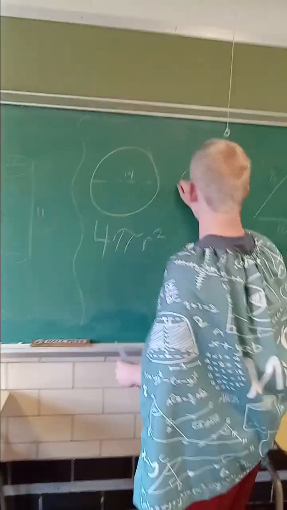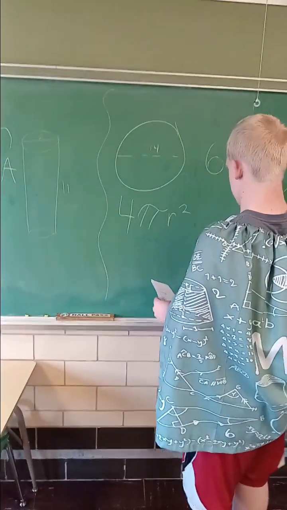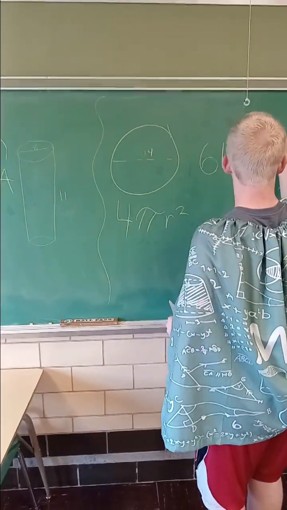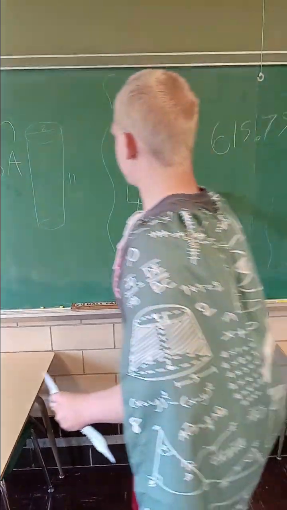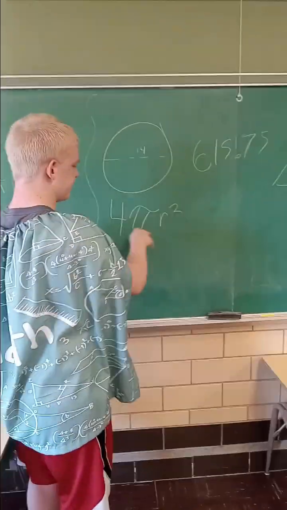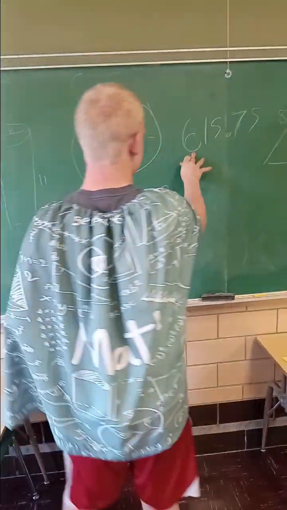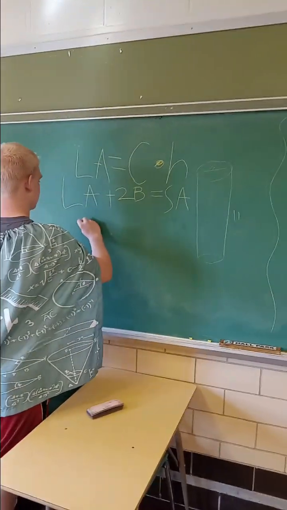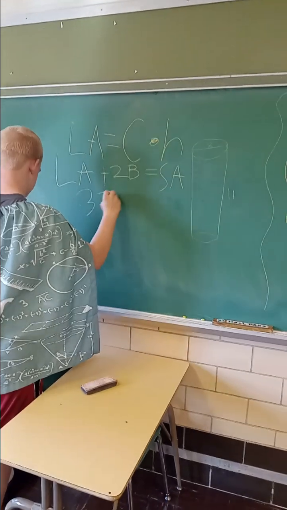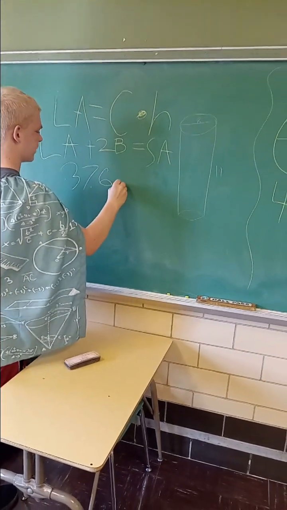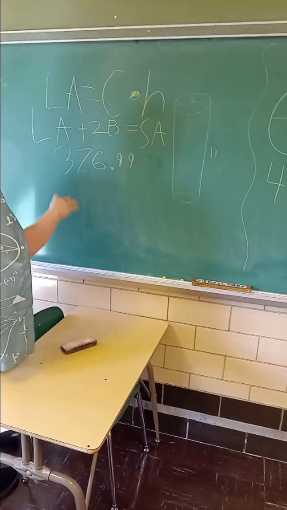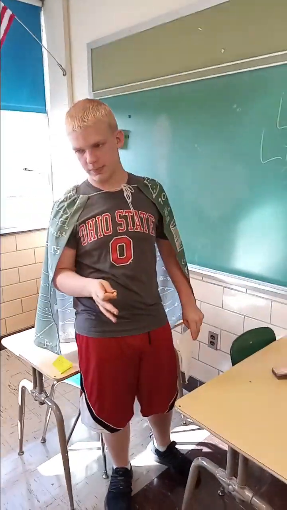So the answer to this one would be 615.75. Because you do 7 squared times pi times 4, which would end up with about 615.75. That makes so much more sense. And then if you plug everything in for here, the answer comes to about 376.99. And this is if you're rounding to the nearest hundredth as well.